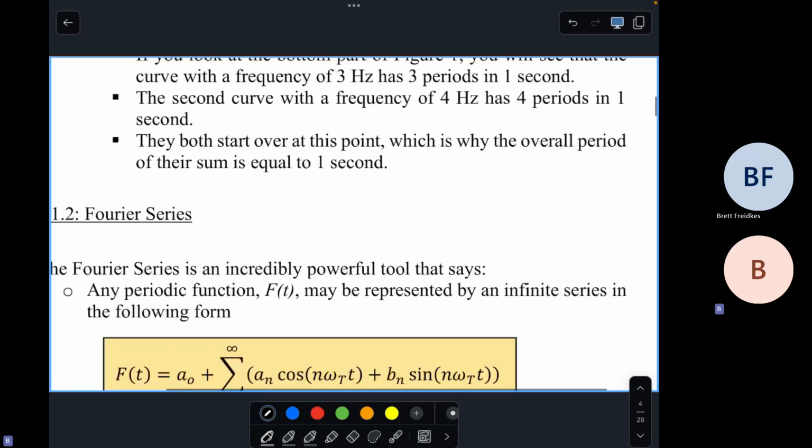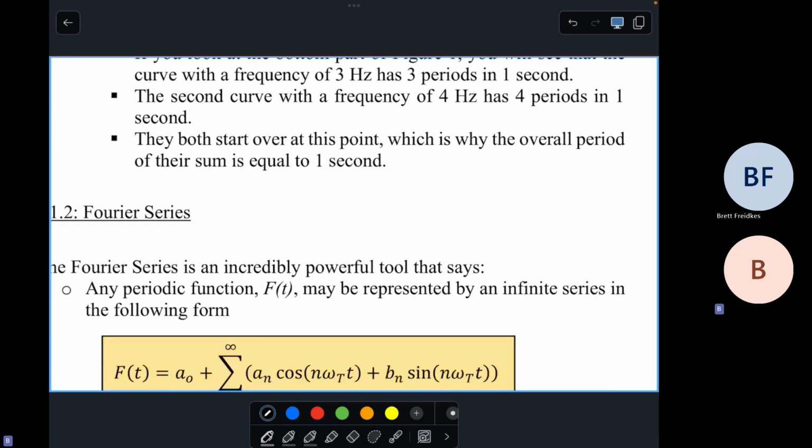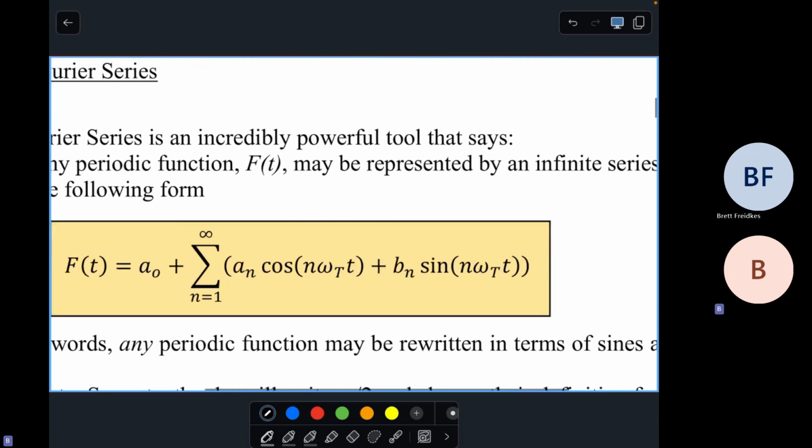Is that okay? Why that is so important is that if you want to decompose a periodic function into a Fourier series, we need to know what that fundamental frequency is. We can do that by looking at the graph and seeing when it repeats itself, and then say, okay, that's the period. We can find what omega is. That omega is important because it is used inside of the Fourier series.